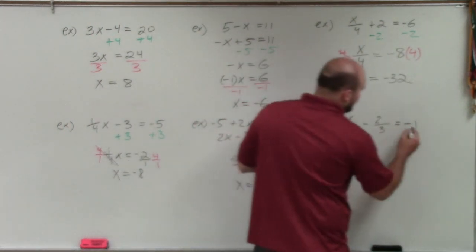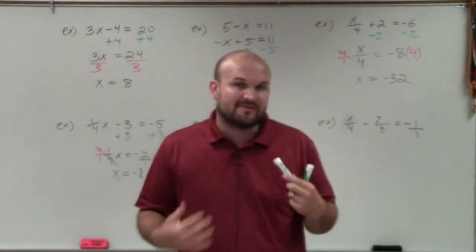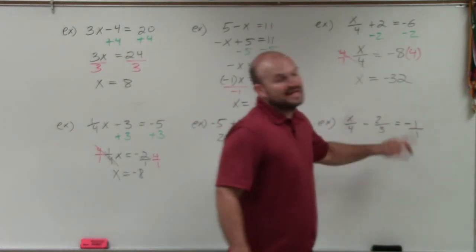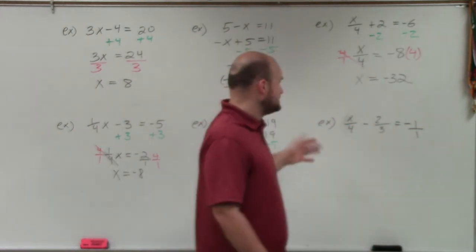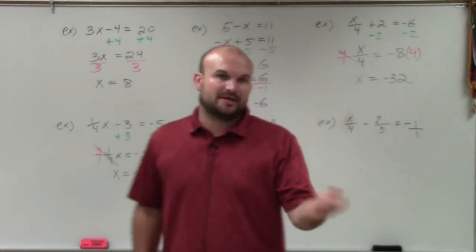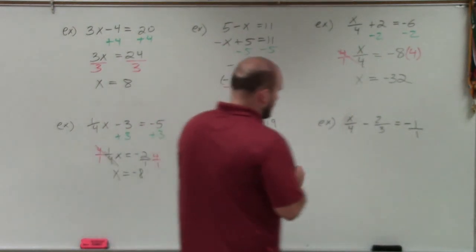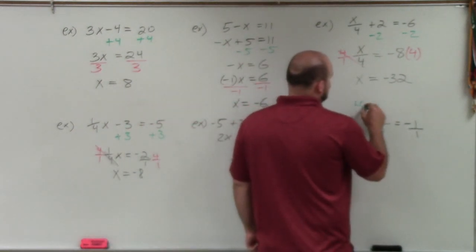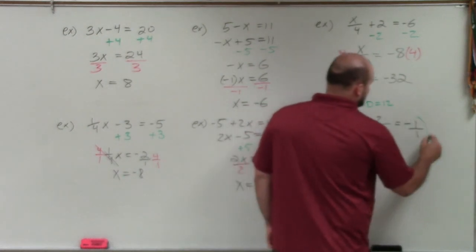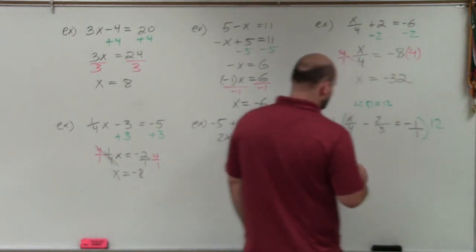Now, you can only get rid of the fractions by knowing what all the denominators are and multiplying everything by the least common denominator. So I'm rewriting negative 1 as negative 1 over 1. You can see my denominators are 4, 3, and 1. So I need to find a common denominator that 4, 3, and 1 all divide into. That is what we call our least common denominator, and in this case, it is 12. So I'm going to multiply everything by 12.